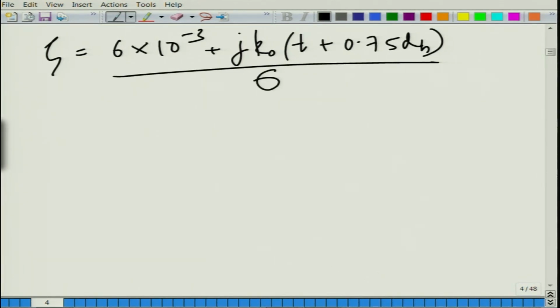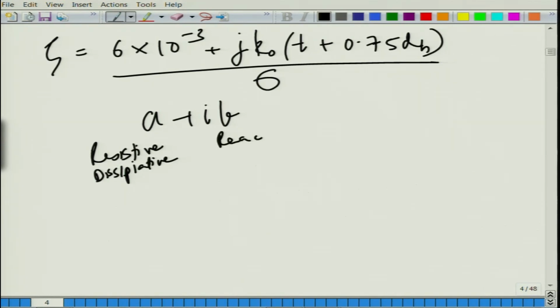One thing that is important in perforates, and we will soon see, is that this perforate impedance expression is complex. It is of the form A plus iB, where A is the resistive part or dissipative part, and B is the reactive part, something that does not dissipate energy.